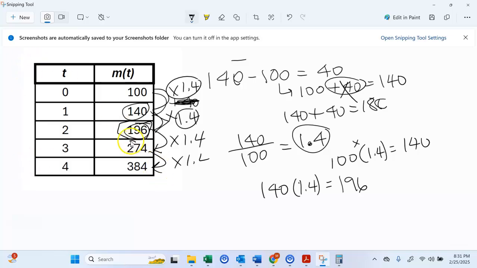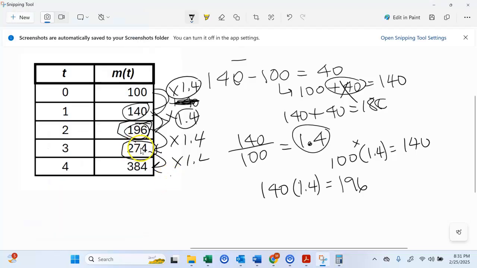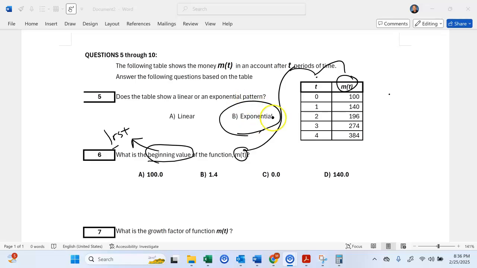So let's see, is the next one 274? Let's see, we have 196 times 1.4 equals 274. Yes, close enough. So that means that that is the pattern. The pattern, that is exponential. Okay, so that's exponential. And the next thing is, what is the beginning value of the function?